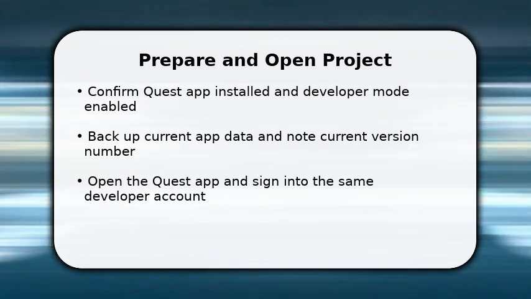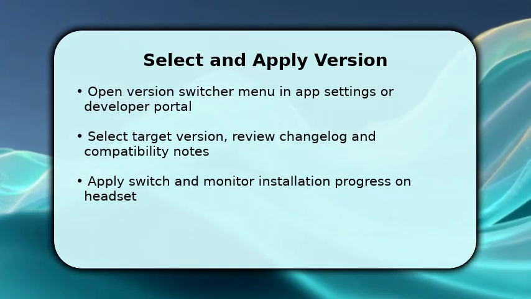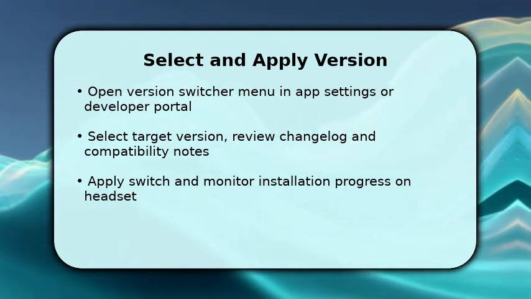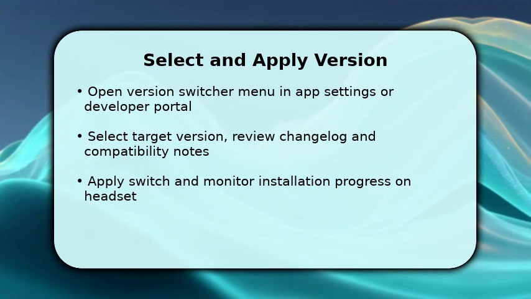You now use the version switcher. Find it in the app settings or developer portal and open the version list. Review the changelog and compatibility notes so you understand behavioral differences and required runtime. Select the target version and confirm the switch.